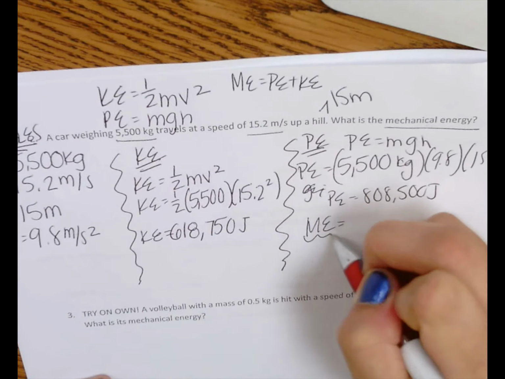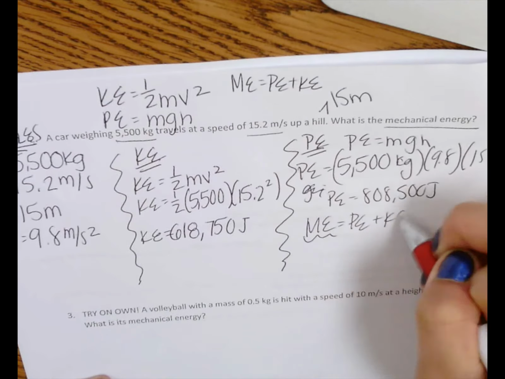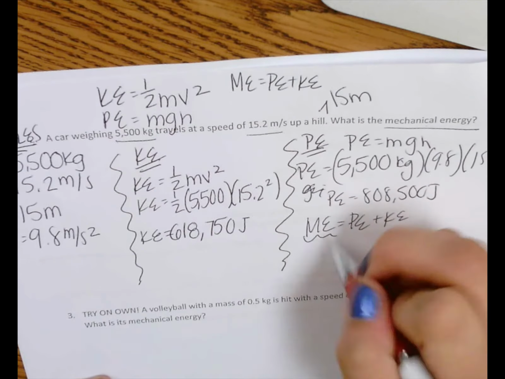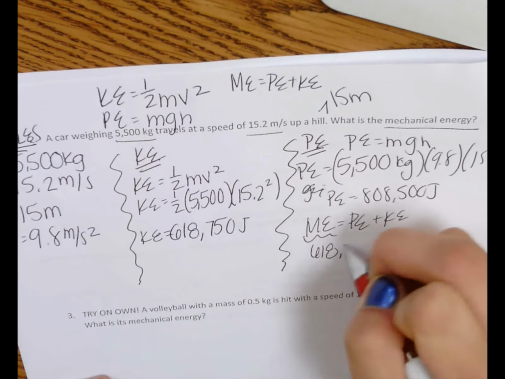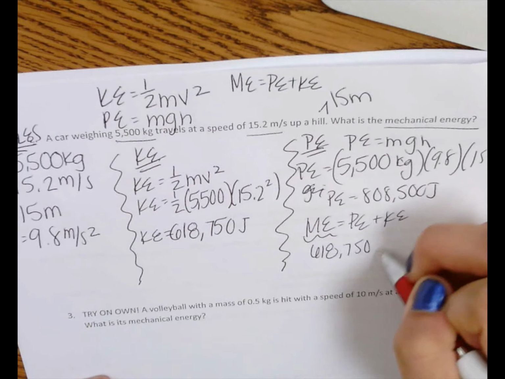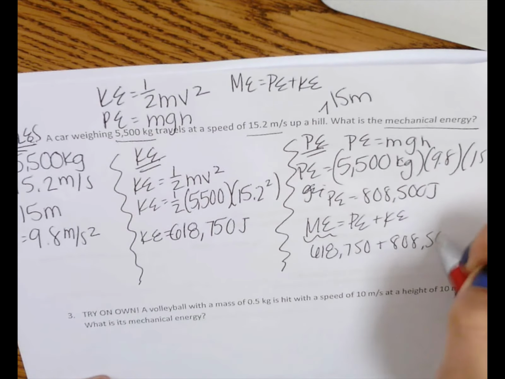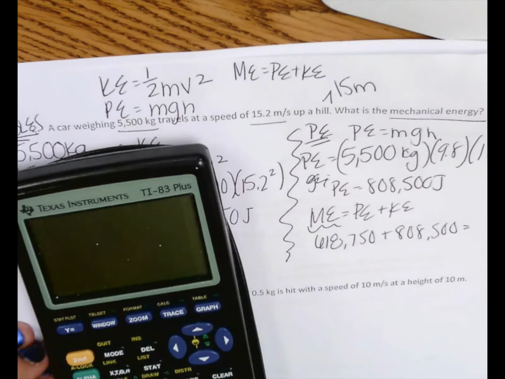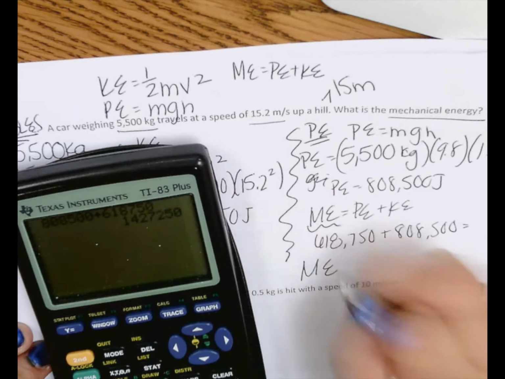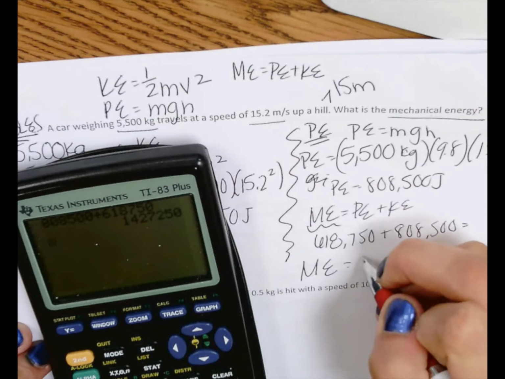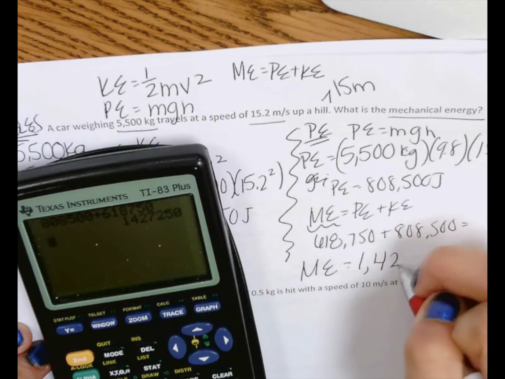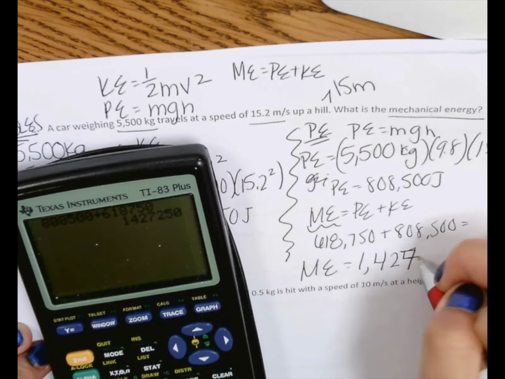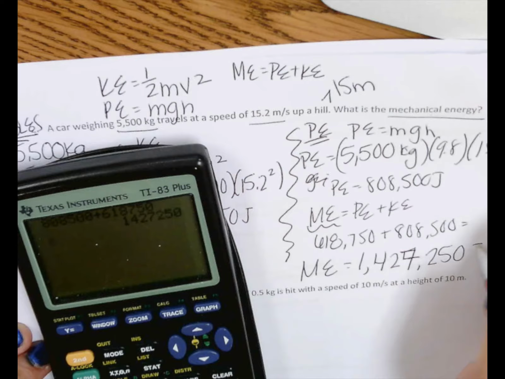So last but not least, from here, we can solve for mechanical energy. Mechanical energy, we know, is potential energy plus kinetic energy. So all we have to do is add these two numbers together: 618,750 plus 808,500. We're going to add those numbers together. You will get a grand total mechanical energy of 1,427,250 joules.